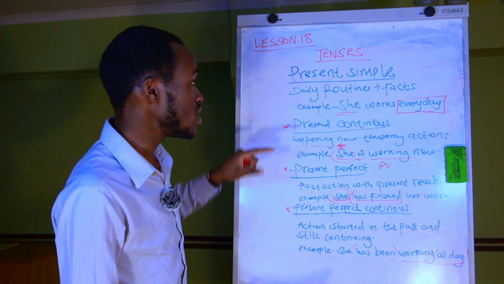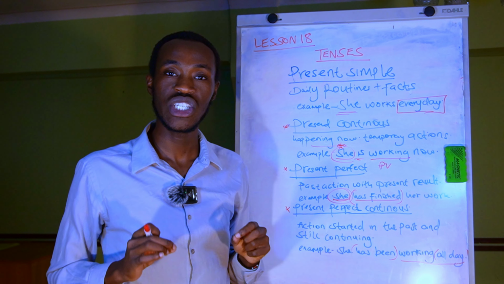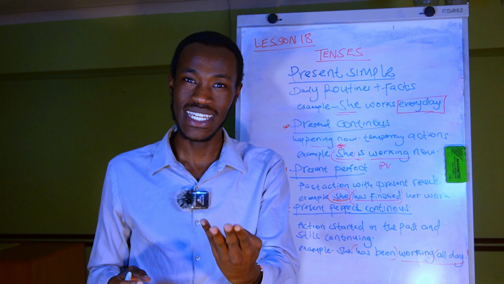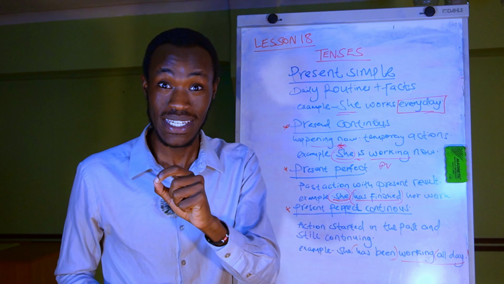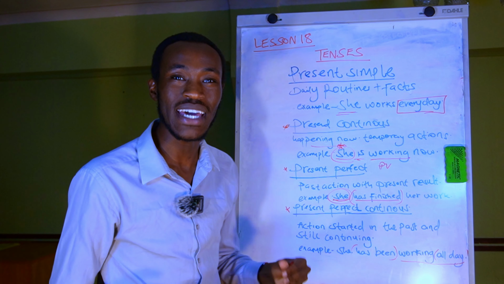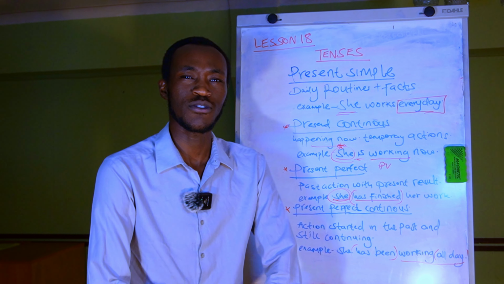So the big point of these 4 tenses is to teach us that in literature, that is in grammar specifically, we have 12 tenses. But these tenses, the 4 that I have begun with, are very, very key and very, very important.